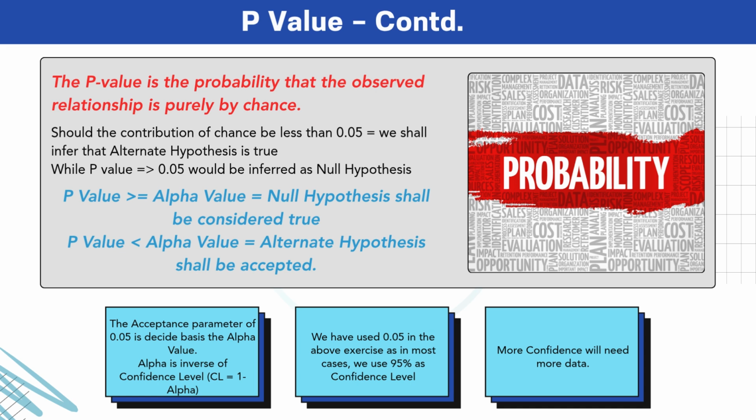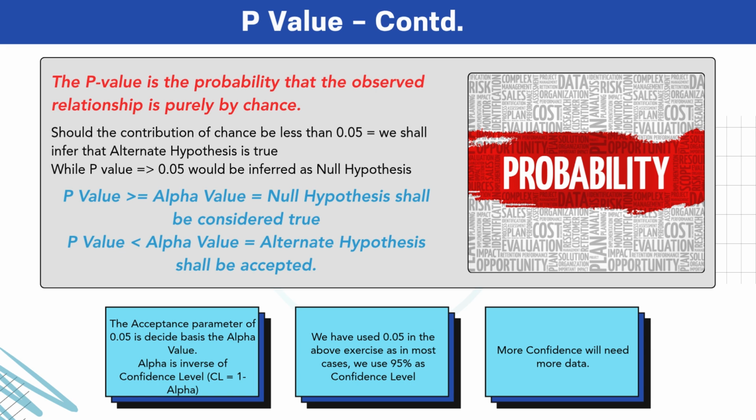Here's the rule of thumb used in Six Sigma and general statistics. If p-value is less than alpha, commonly 0.05, we reject the null hypothesis, H0, and accept the alternate hypothesis, HA. This means the result is statistically significant and not likely due to chance. If p-value is greater than or equal to alpha, we fail to reject the null hypothesis. This means the observed result may just be due to chance, and we don't have enough evidence to accept HA.